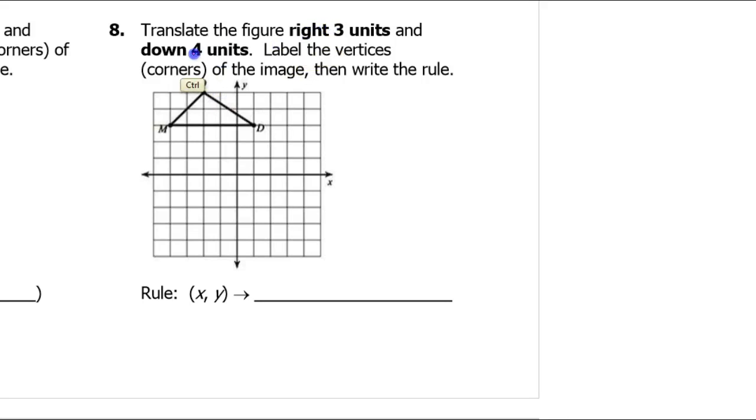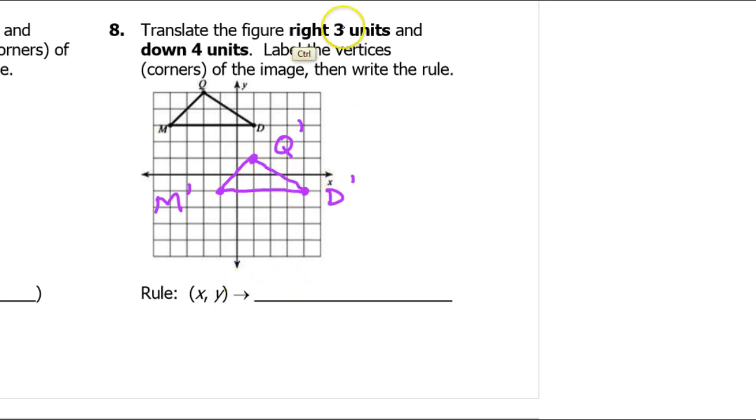So right 3, down 4. Okay, so here we go. So if I take this point Q and move it right 3 and then down 4, this will be the image Q prime. Let's do the point D, right 3 and down 4. That'll be image D prime. And now the point M, right 3 and down 4. And this will be the image M prime. So, taken all together, this will be the image of the triangle.